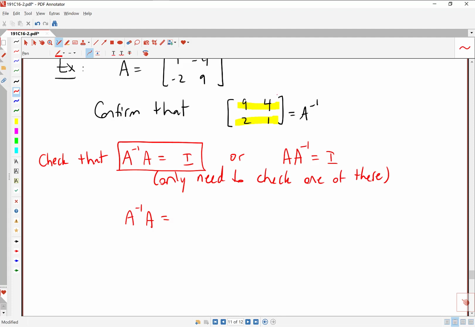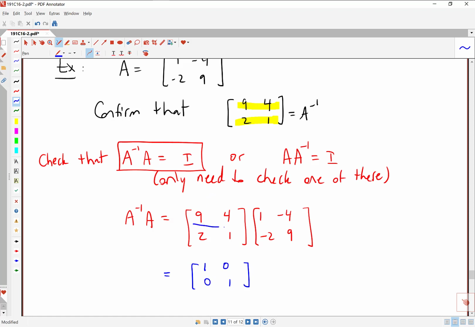We're given in the question the matrix that we want to confirm to be A inverse. So it's 9, 4, 2, 1. And we're given the matrix A. So 1, negative 4, negative 2, 9. The idea is just to do our matrix multiplication in the usual way. What we're trying to confirm is that this comes out to the identity matrix. That's the matrix with ones along the diagonal and zeros everywhere else.